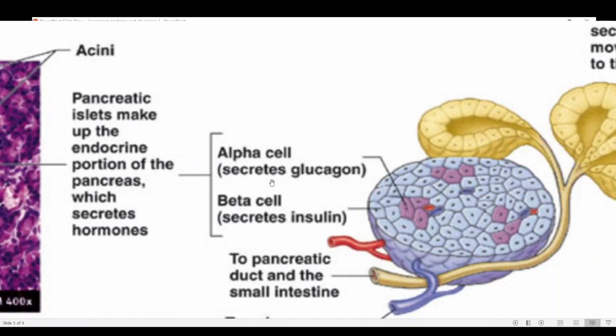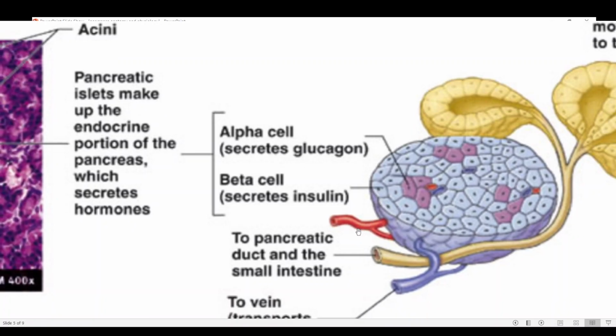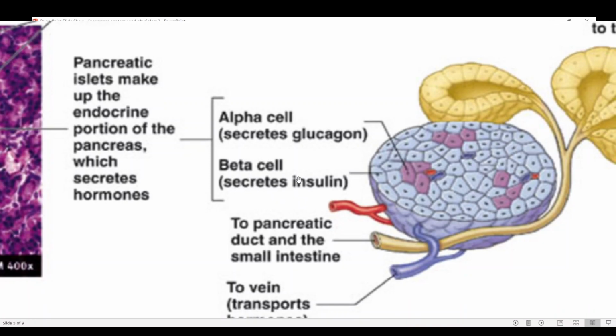Now the endocrine function means secreting hormones directly into the blood vessels. It has two cells: alpha cells and beta cells. Alpha cells secrete glucagon and beta cells secrete insulin. In this chapter of general surgery, we are going to talk about pancreatitis, pseudocyst, and chronic pancreatitis, so we should know about the enzyme function. We are not going to talk about the endocrine function in detail, only the exocrine function.